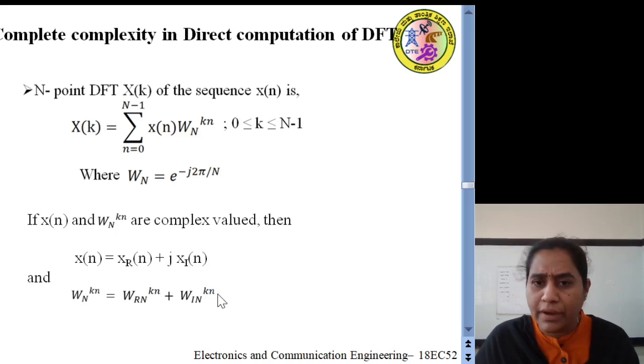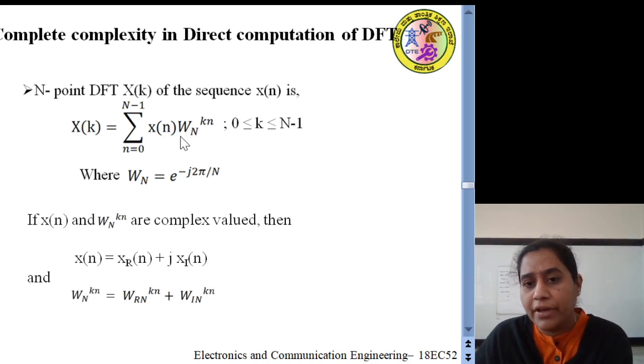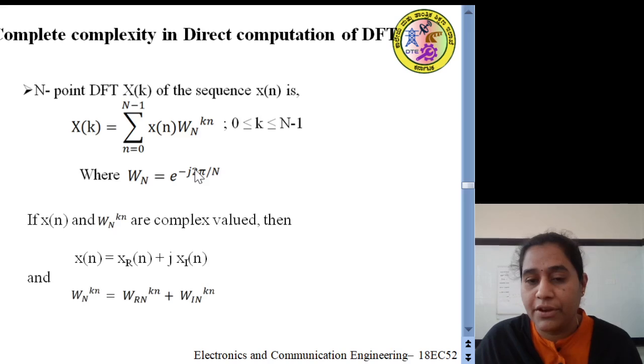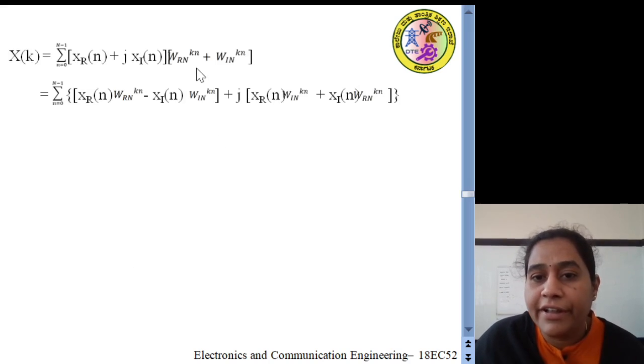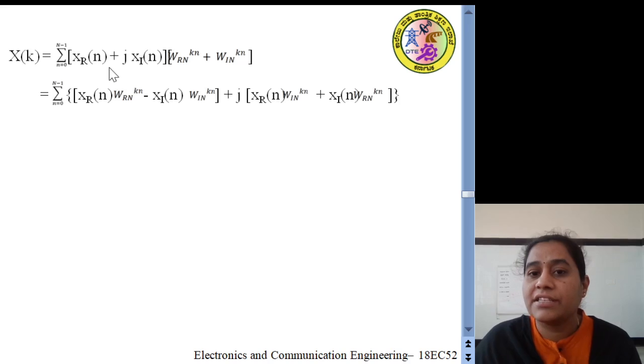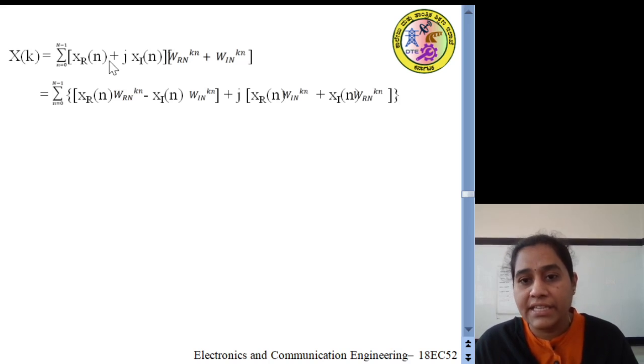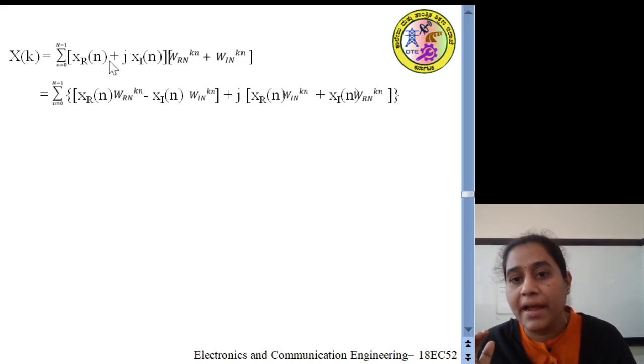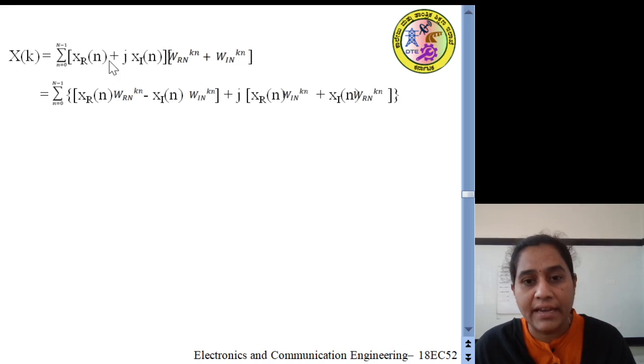So now let us do one thing. Let us expand this X of k equation by substituting x of n and W N raised to the power of kn as complex values. This is how we can do. Our X of k is equal to summation n varying from 0 to N minus 1 of x r of n plus j times x i of n, multiplied by W r N of kn plus j times W i N raised to the power of kn.